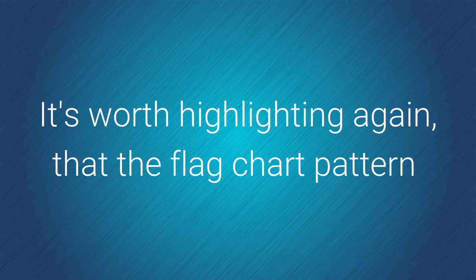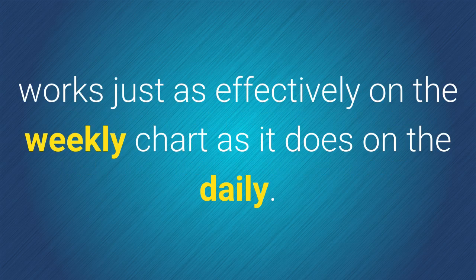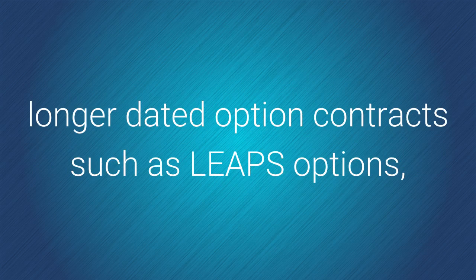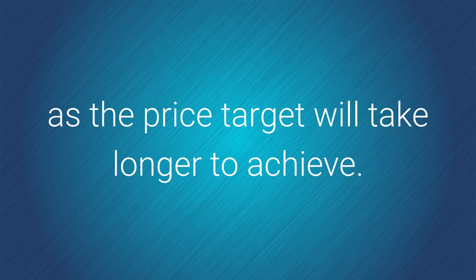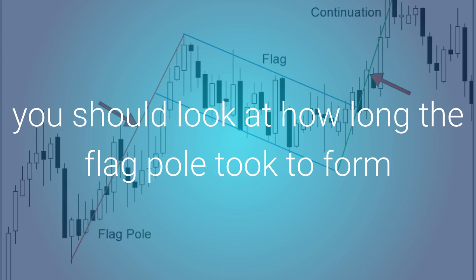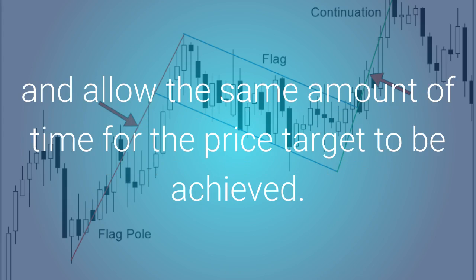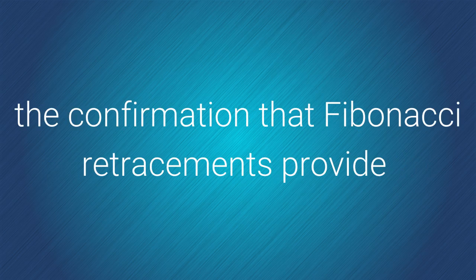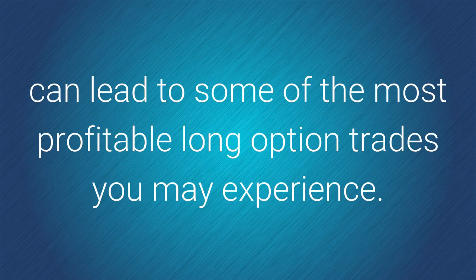It's worth highlighting again that the flag chart pattern works just as effectively on the weekly chart as it does on the daily. When trading the weekly patterns, we should purchase longer dated option contracts, such as LEAPS options, as the price target will take longer to achieve. With weekly chart patterns, you should look at how long the flagpole took to form and allow the same amount of time for the price target to be achieved. Paying attention to flag chart patterns in connection with the confirmation that Fibonacci retracements provide can lead to some of the most profitable long option trades you may experience.